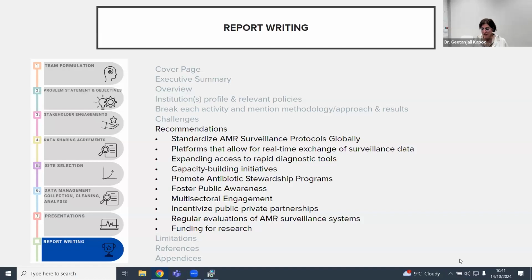Okay. Then, as I mentioned in the challenges on the last slide, there could be resistance to stewardship. So we need to promote those kinds of programs. We have to encourage the healthcare providers to adopt these evidence-based guidelines and integrate the surveillance data to inform the treatment decisions. Otherwise, this overuse and misuse of antibiotics will keep driving AMR, and our efforts would just not be doing any good.